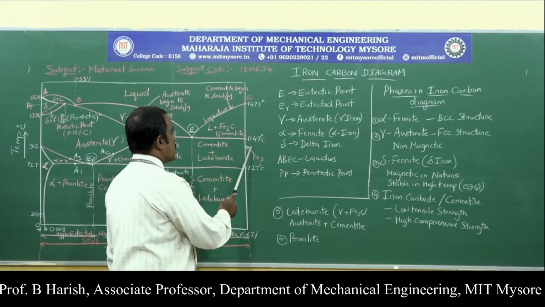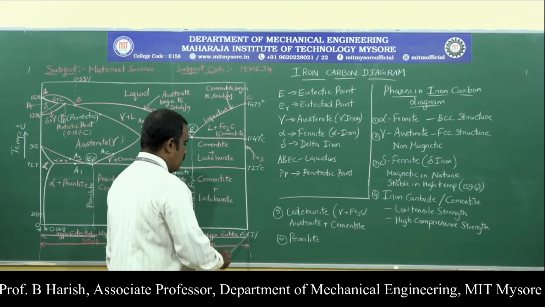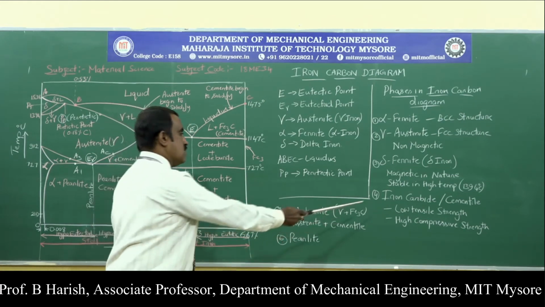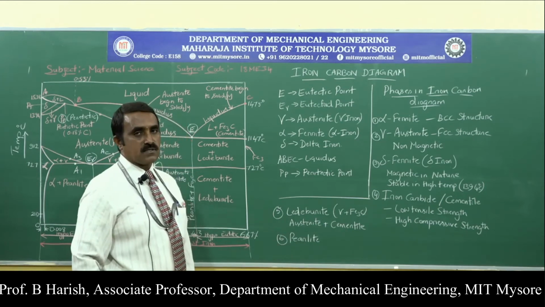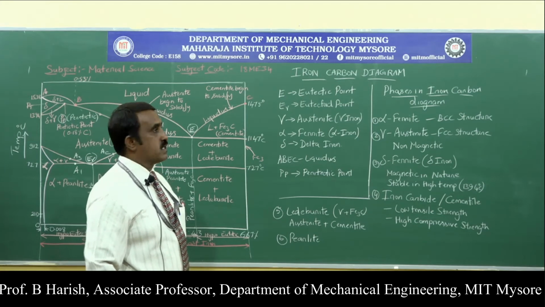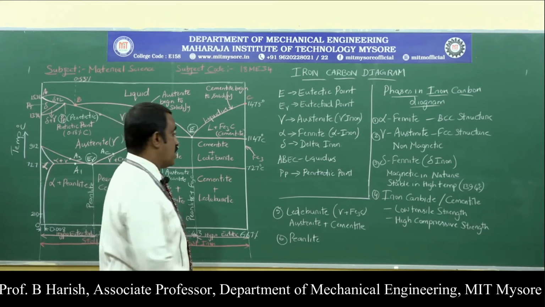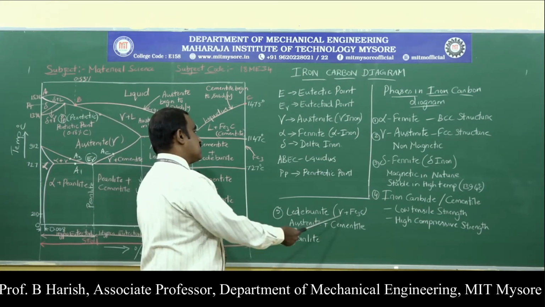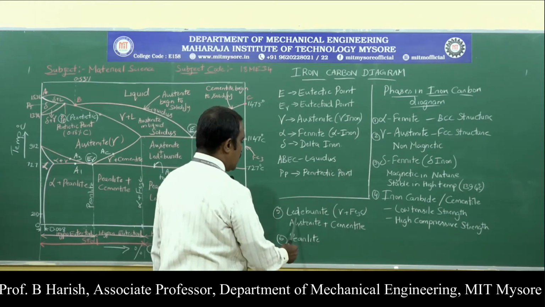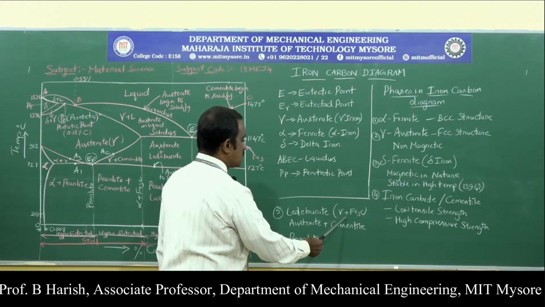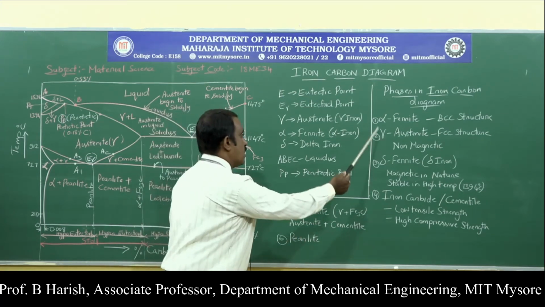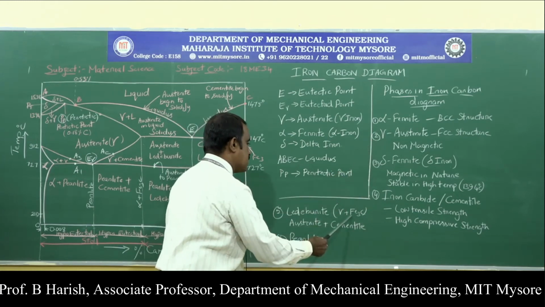It exists up to a temperature of 1475 with a carbon content of 6.67%. That is iron carbide, the other name being cementite. Then one more phase is called ledeburite. Ledeburite is the combination of Fe3C, which is cementite, plus austenite, and here you get delta plus Fe3C.